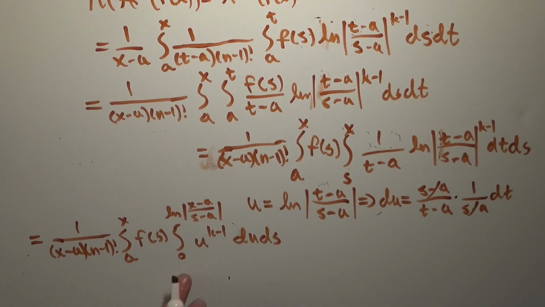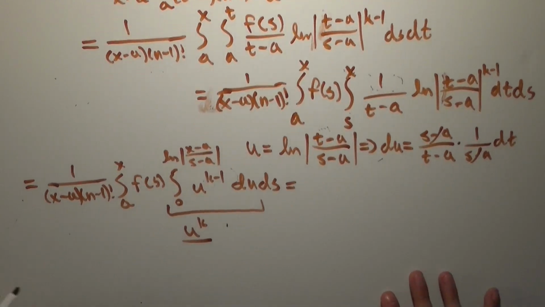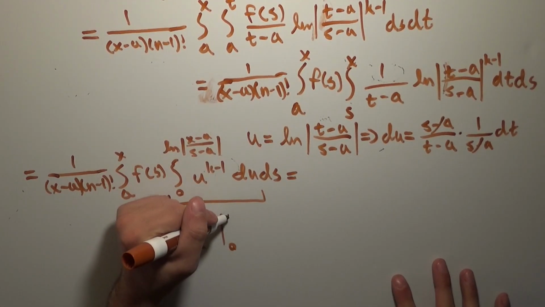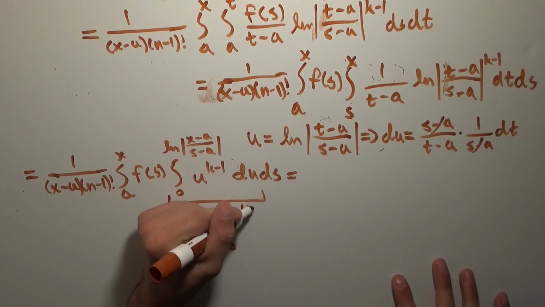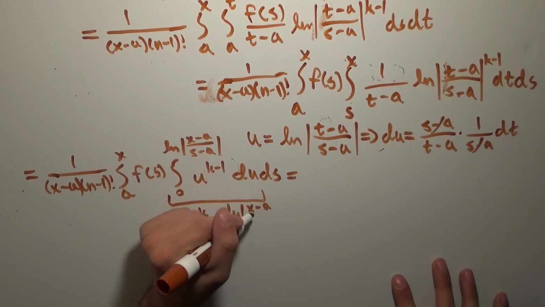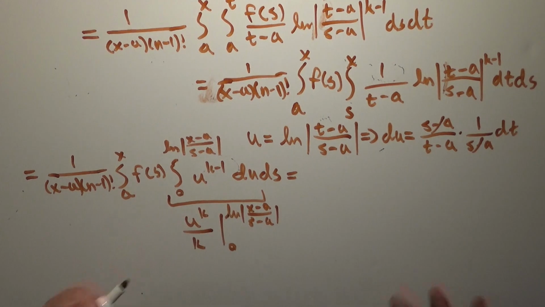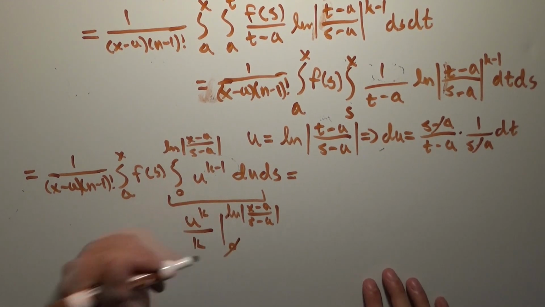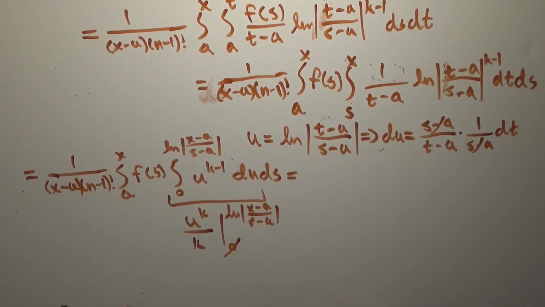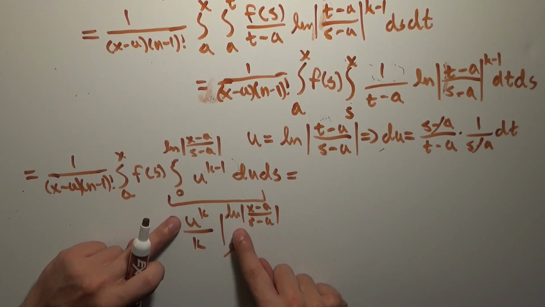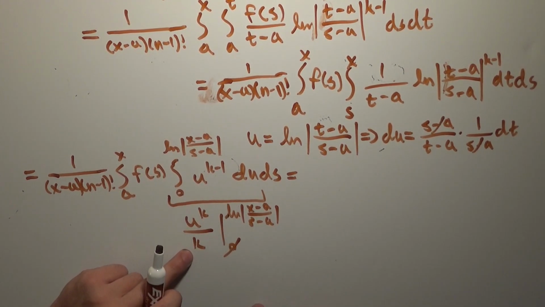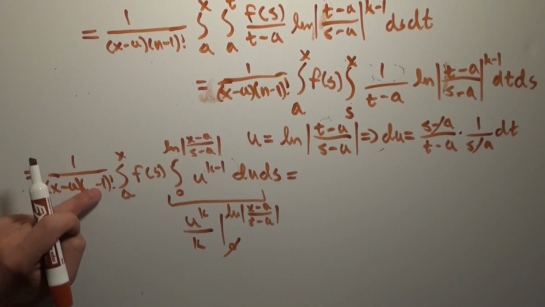And integrating this gives us, this right here is going to be u to the k over k, evaluated from 0 to the logarithm of the absolute value of x minus a over s minus a. Plugging in 0 will give us 0, so that one doesn't matter. And plugging this in will give us this to the power of k, and then this k, sorry, this should have been a k the whole time.